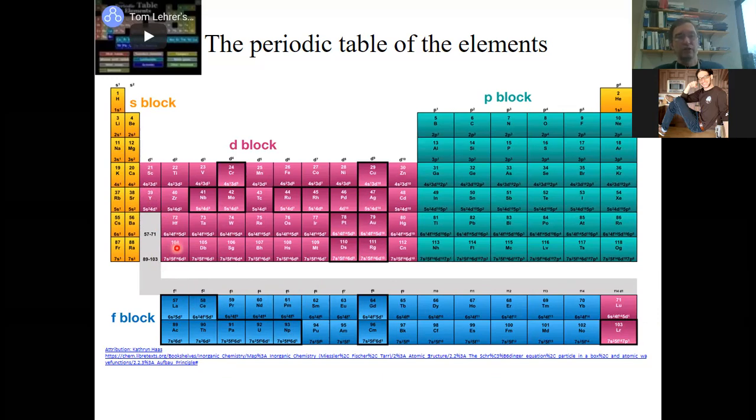However, usually that f block is not directly inserted into the periodic table, but placed underneath the rest of the periodic table just for space reasons. Otherwise, the periodic table would become too wide, and it would be difficult to handle. Now within the f block, the number of f electrons generally increases from cerium to praseodymium to neodymium to promethium to samarium to europium, gadolinium, terbium, dysprosium, holmium, erbium, thulium, ytterbium, and lutetium.